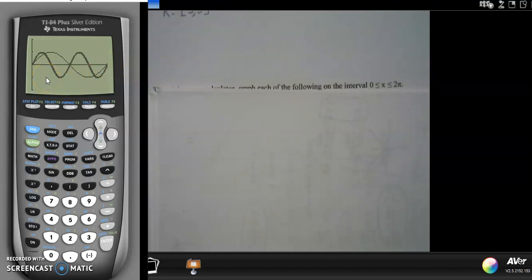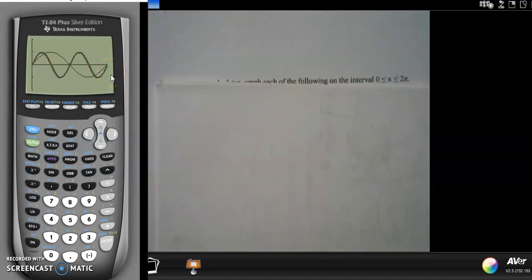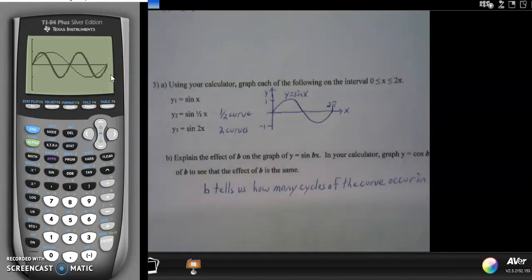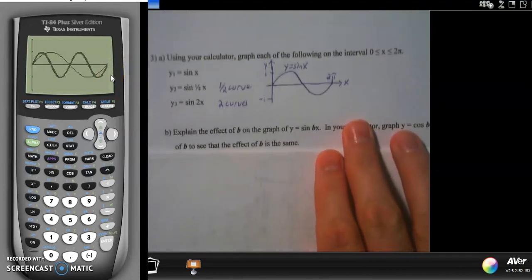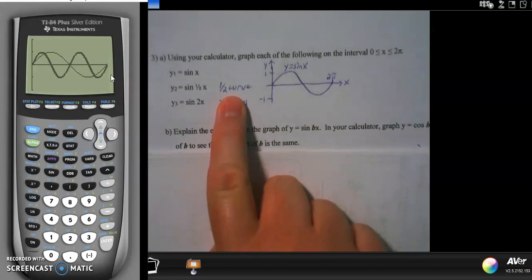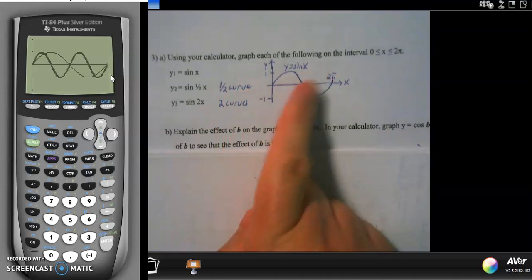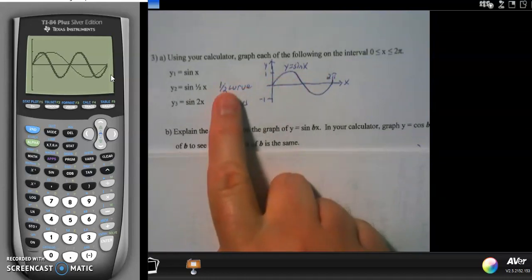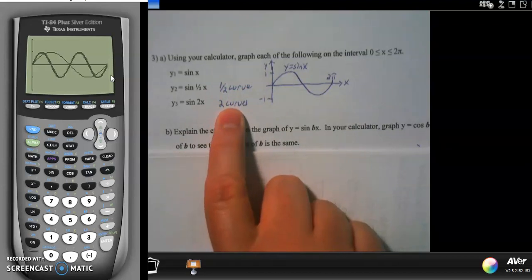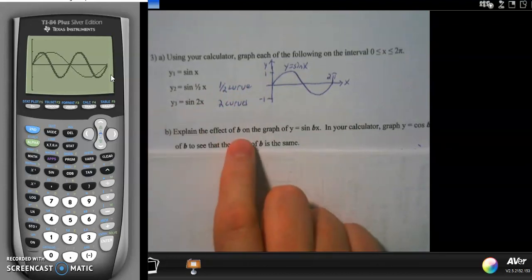So sine of 2x has two full sine curves, or sine cycles, that occur from 0 to 360 degrees, or 0 to 2 pi radians. So what's happening is, with sine of 1/2 x, we have half of a sine curve from 0 to 2 pi. Here's the sine of x. And then with sine of 2x, we have two full curves. That's the one that's on the screen over there.